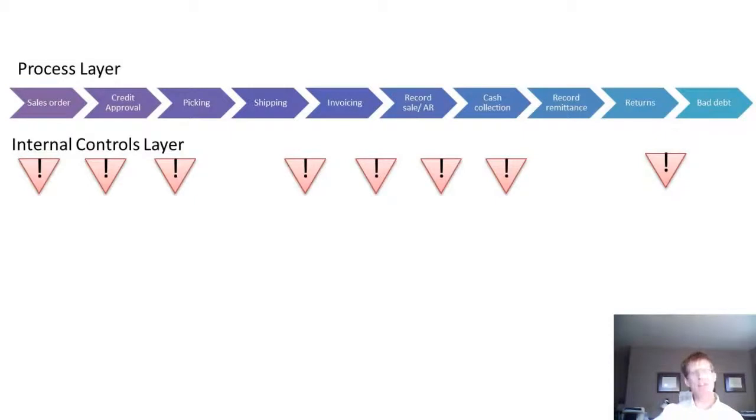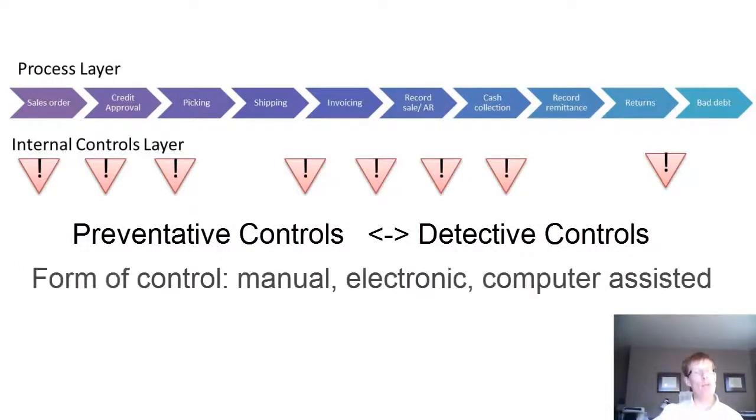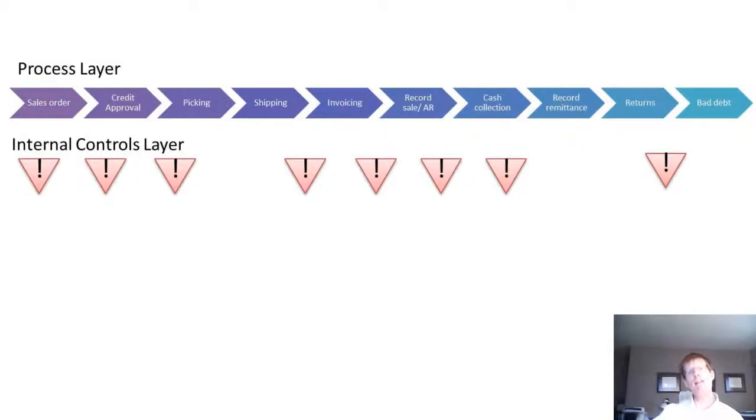I think I've given you enough examples so that you begin to understand how controls are overlaid on top of the sales process to achieve management's assertions and our audit objectives. A well-designed system of internal controls will have a mix of preventative and detective controls which may be manually or electronically performed. Our role as auditors will be to identify the controls which best address each of our objectives.